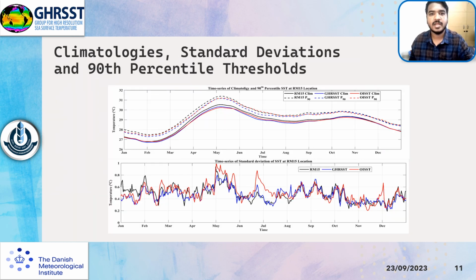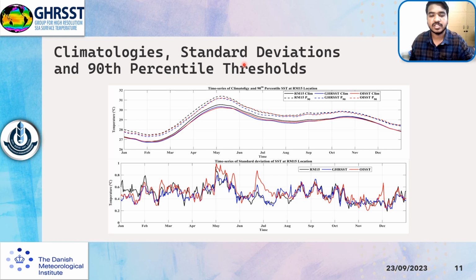Then we compared the climatologies and standard deviation along with seasonally varying 90th percentile values obtained from GHRSST, OSST, and Raman buoy. So we have represented Raman buoy with black color, GHRSST with blue color, and OSST with red color. Daily climatology shows that Raman buoy is greater than GHRSST and OSST for almost all the time. OSST and GHRSST are almost overlapping except for monsoon season, where OSST is higher than GHRSST.